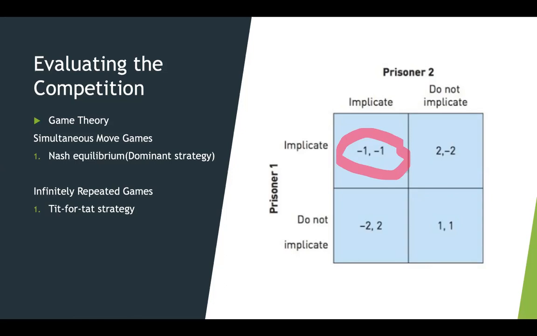Okay, so let me simply explain the Nash equilibrium here and dominant strategy and tit for tat strategy. Okay, so if you learned it before, you must have learned the prisoner's dilemma. Okay, so it is a classical example of a simultaneous move game. That means the two prisoners have to move simultaneously at the same time. That also means, in other words, they don't know each other's choice. They can choose implicate or don't implicate.